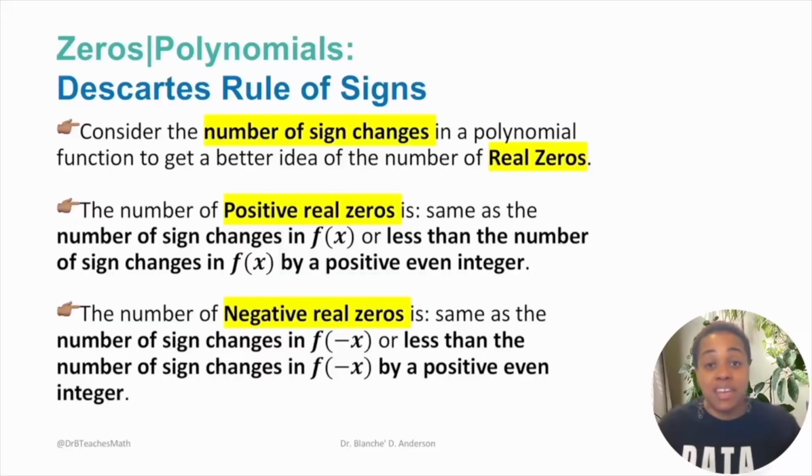The number of negative real zeros is the same as the number of sign changes in f of negative x, when you plug in negative x for every x, or less than the number of sign changes in f of negative x by a positive even integer. Essentially, what you do, count the number of sign changes for positive real zeros, count the number of sign changes in f of x, and then decrease it by 2. And those are all your options. Same thing with the negative real zeros.